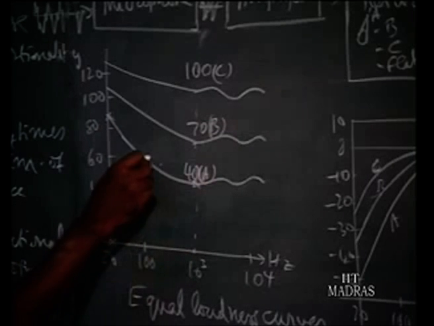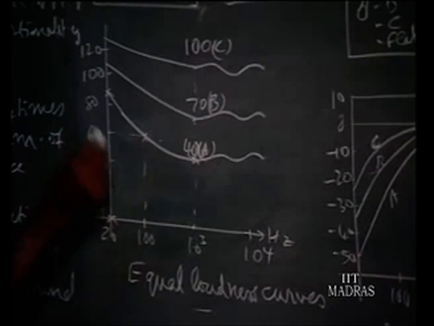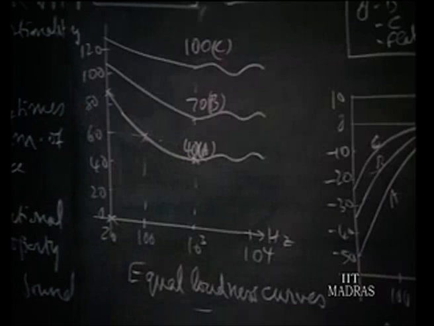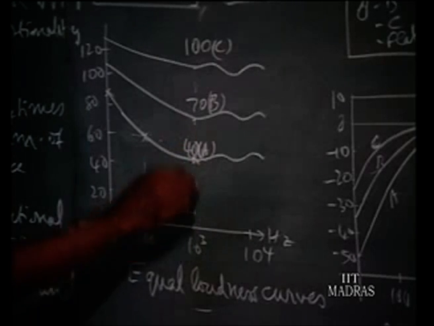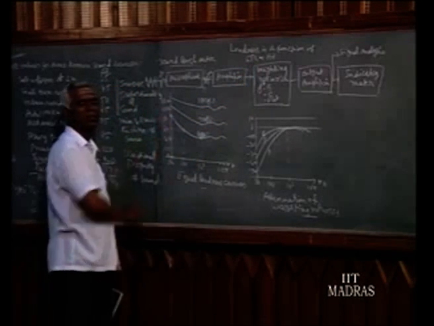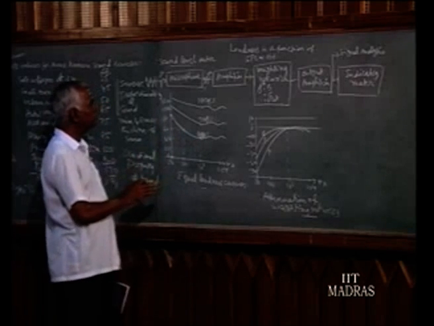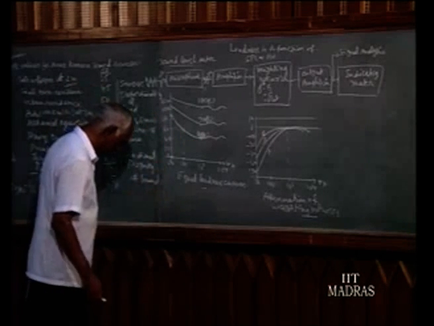So say for example 100, suppose it is 100, then 60 decibel at 100 hertz will make say a noise equal to 40 decibel at 1000 hertz. That is why I have put loudness is a function of SPL and the frequency. So what we are measuring in this sound level meter is the loudness.